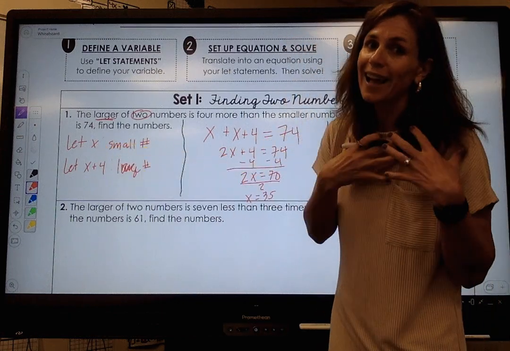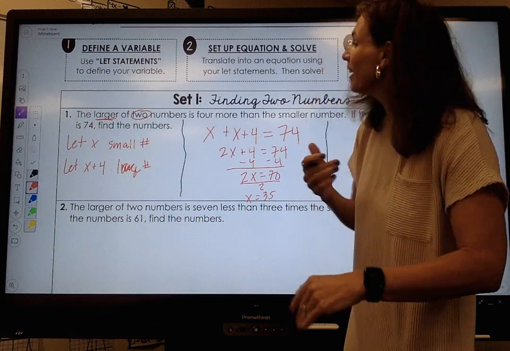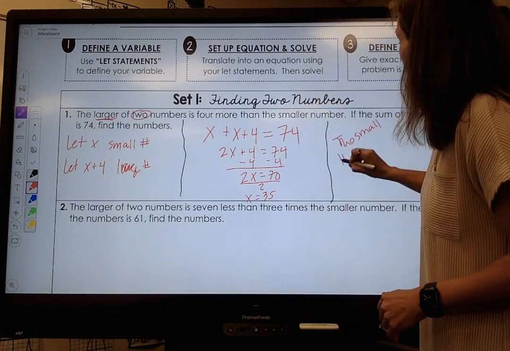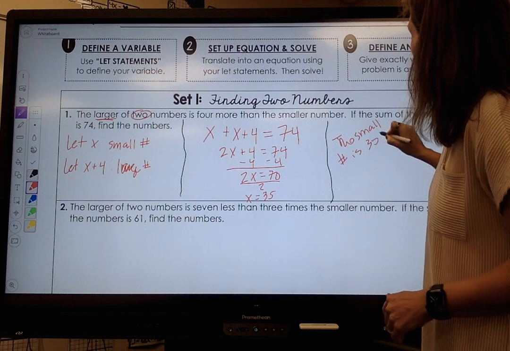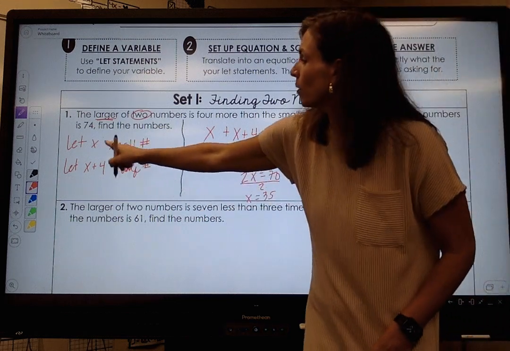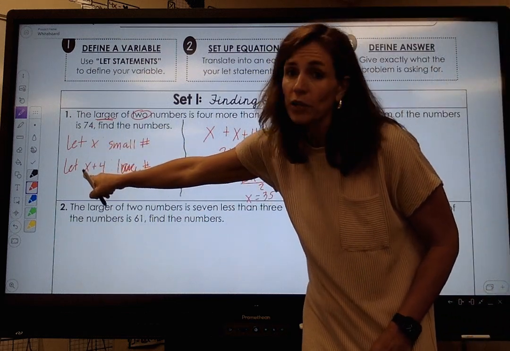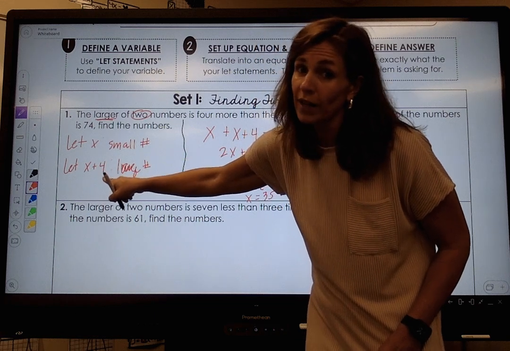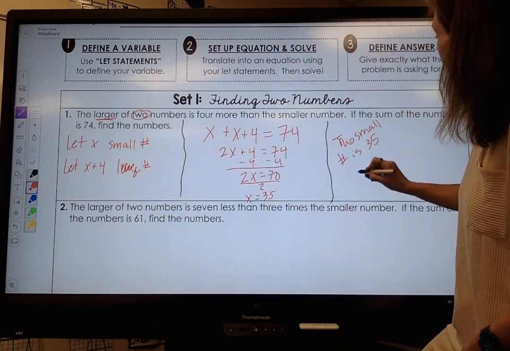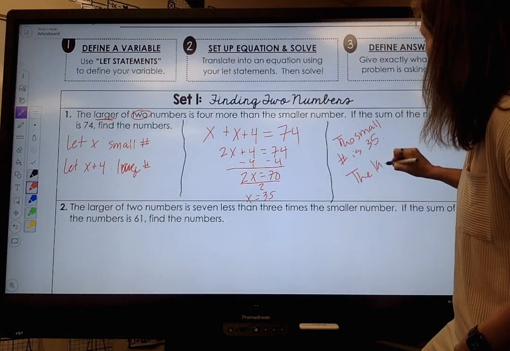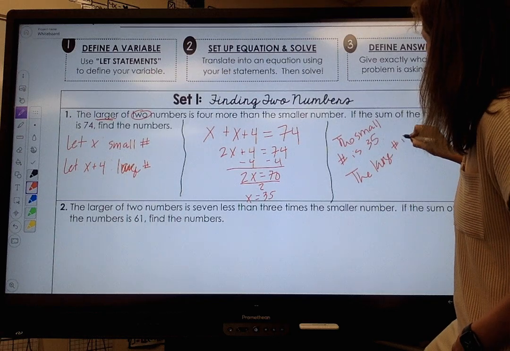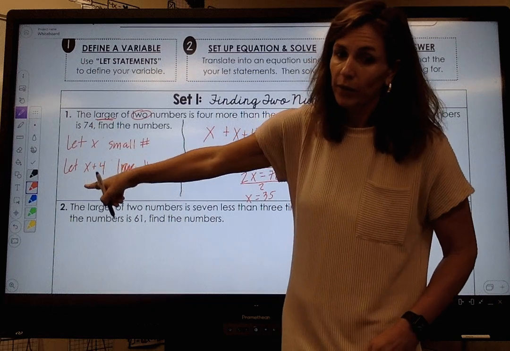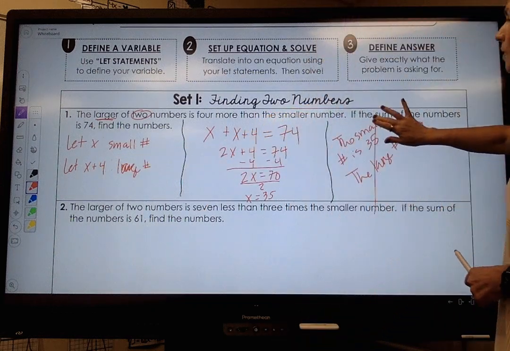So in full sentence, I may not do it, but you need to do it. The small number is 35. So what is the large number? Well, if the small is 35, I'm just going to evaluate. 35 plus 4 is 39. So the small number is 35, the large number is 39 because I just went back and I plugged it in, okay? Let's skip down to number 3.